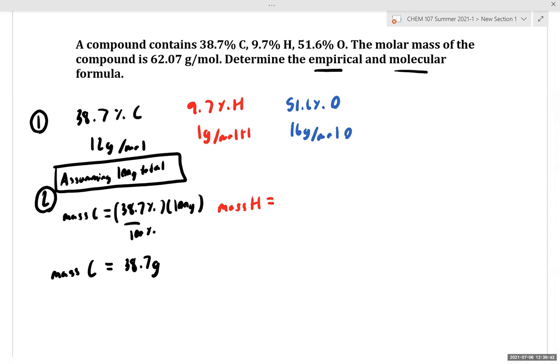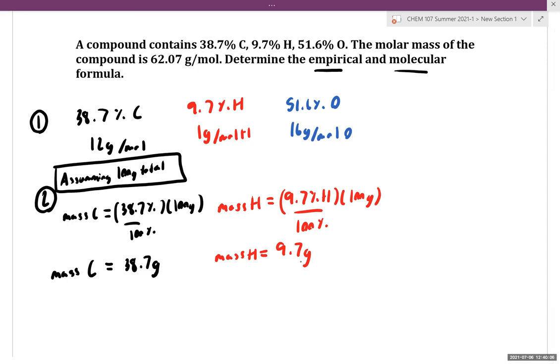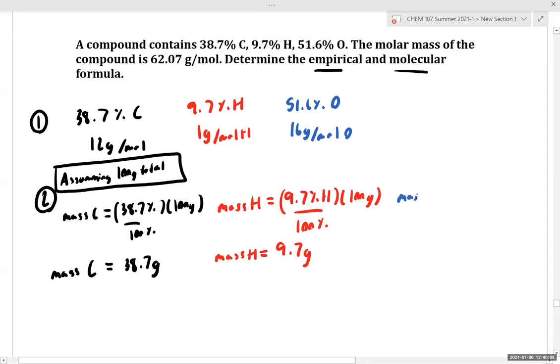51.6. Oh, 7, sorry. No worries. For hydrogen, it would be 9.7 because we have 9.7% hydrogen by mass. We divide by 100% and we multiply by our total mass of 100 grams. That gives us a mass of hydrogen of 9.7 grams. You are correct that for oxygen, the mass of oxygen would be 51.6 grams. That is correct.